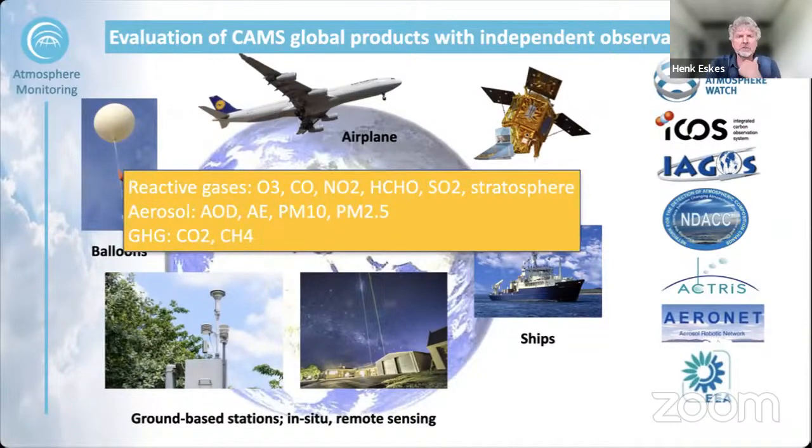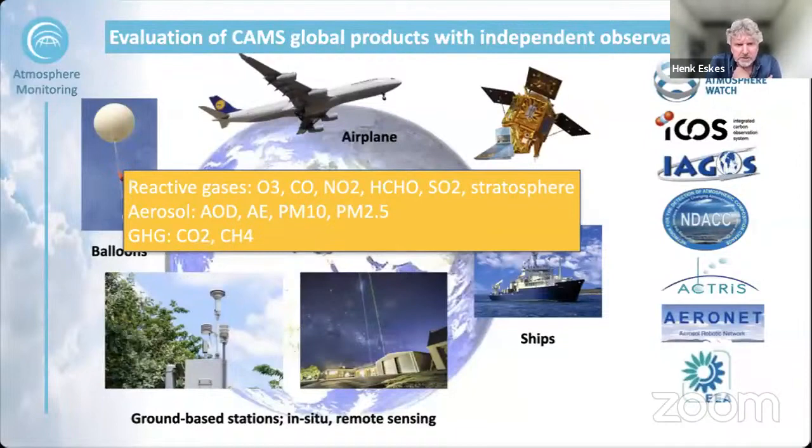So what are the targets for CAMS? For reactive gases, the main gases that we look at are ozone, and not only in the troposphere, but also in the stratosphere. Carbon monoxide, which is a long-lived trace gas traveling all around the globe. NO2, an important precursor for gases and for ozone. Formaldehyde, SO2, and more recently, we also look at stratosphere composition.